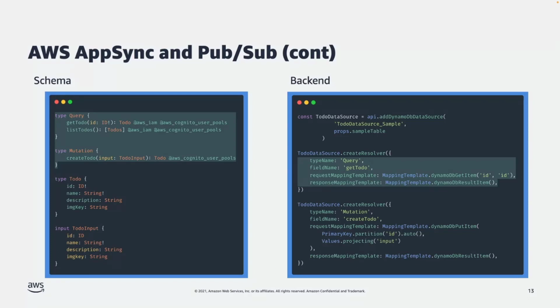Now we can also look at our mutation, where we have the ability to create a to-do. Following the GraphQL spec, we have an input type, which in this case takes a to-do input, and we have our fields that we're expecting someone to pass in.